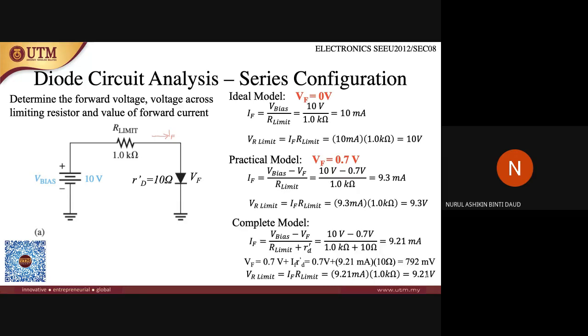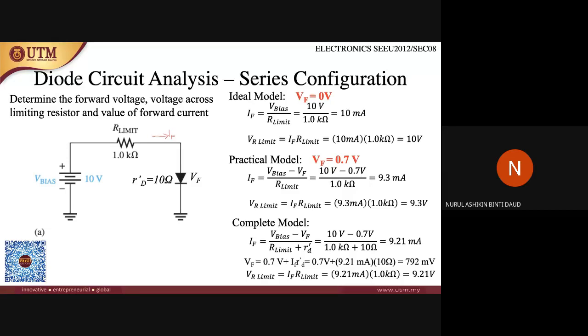Okay, so next let's look at the complete model. This one someone asked about just now, right? If we want to consider the resistance value. So how do you consider the resistance value? First of all, V bias minus VF, so V bias minus the voltage drop from the diode. So 10 volts minus 0.7 volts, divided by R from the resistor and also R from the diode. So R from the resistor is 1 kilo ohm plus 10 ohm.